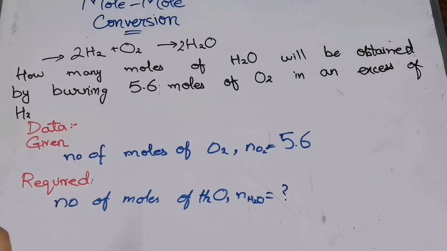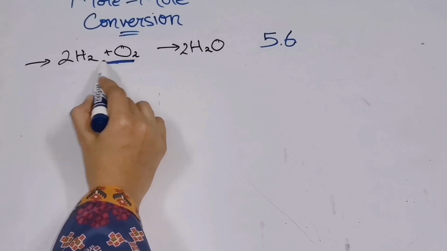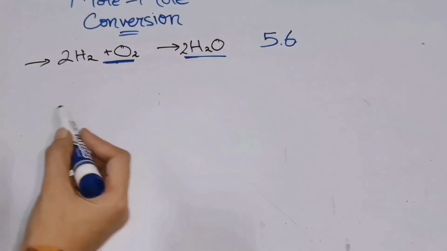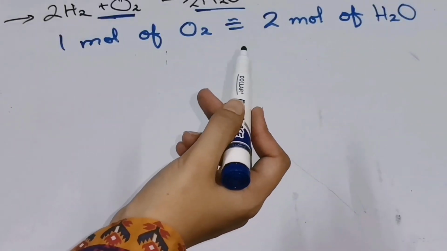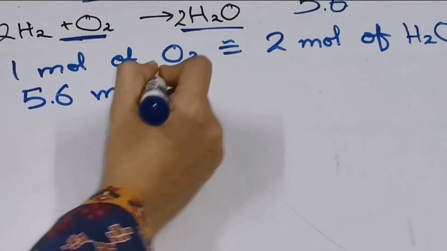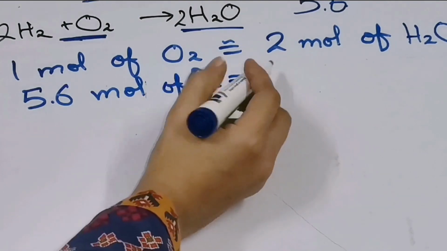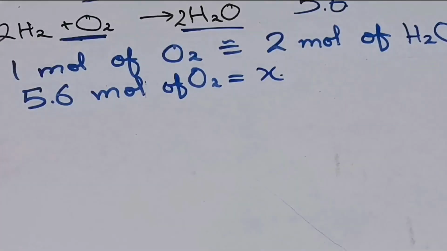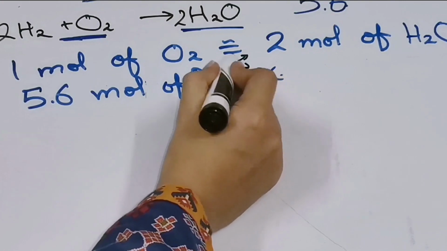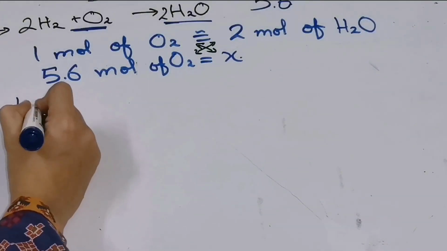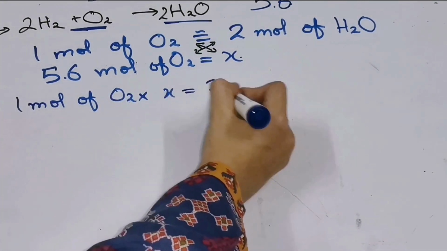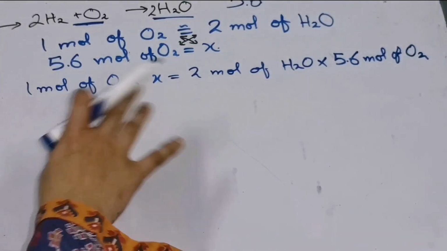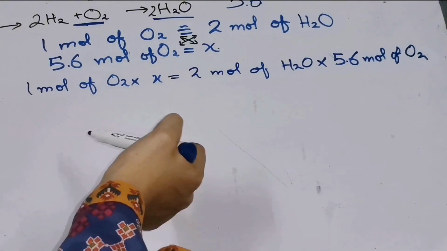Right? We will also use the same method over here. Now here we will compare oxygen and water. 1 mole of O2 is equivalent to 2 mole of H2O. So how many moles of O2 are we given? If we have 5.6 mole of O2, then how many moles of H2O can be prepared? We will simply do cross multiplication. So we will write over here 1 mole of O2 multiplied by X equal to 2 mole of H2O multiplied by 5.6 mole of O2. We have done the cross multiplication.